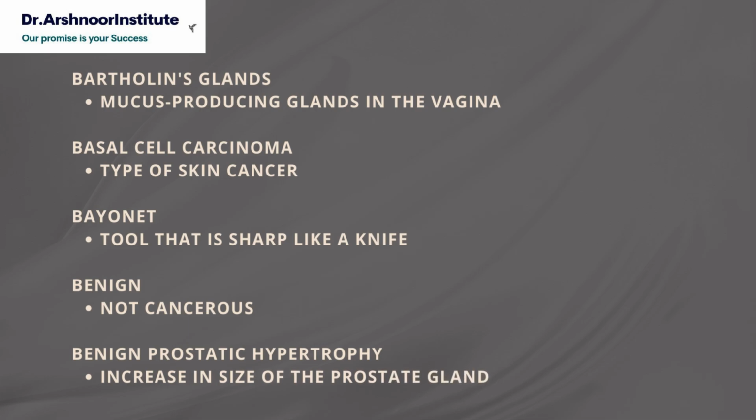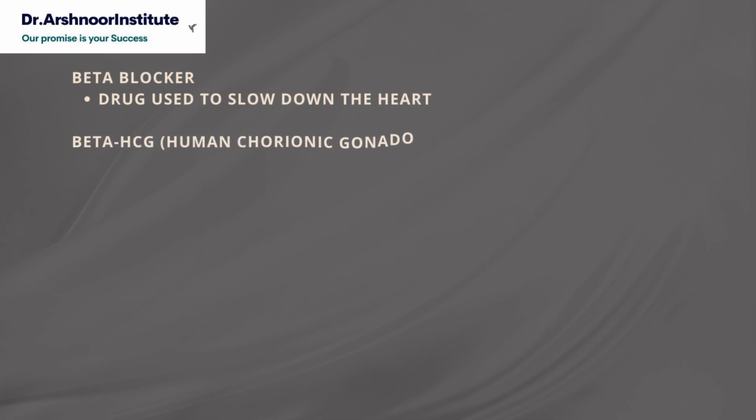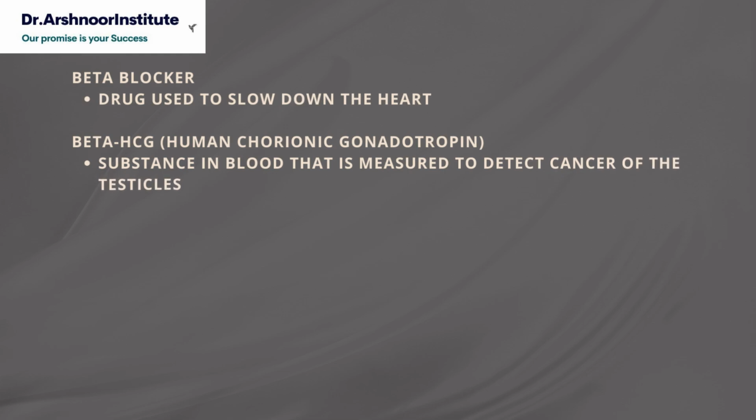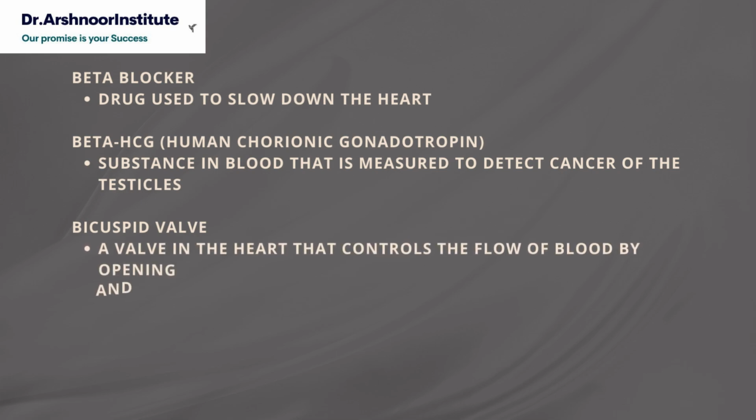Increase in size of the prostate gland. Beta blocker. Drug used to slow down the heart. Beta-HCG, human chorionic gonadotropin. Substance in blood that is measured to detect cancer of the testicles. Bicuspid valve. A valve in the heart that controls the flow of blood by opening and closing with each heartbeat.